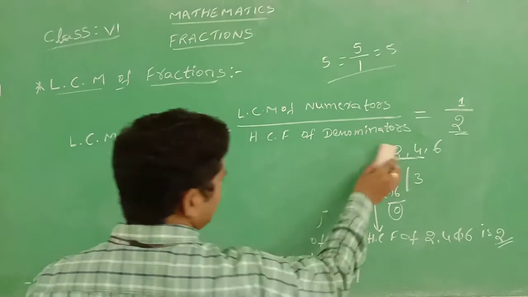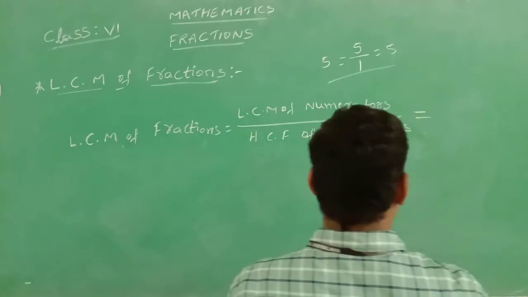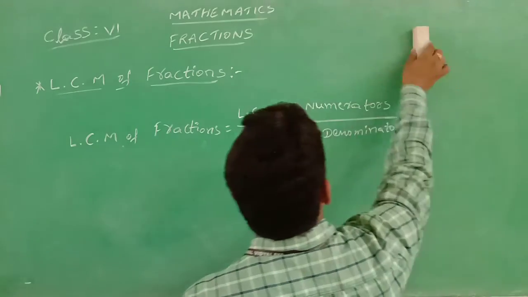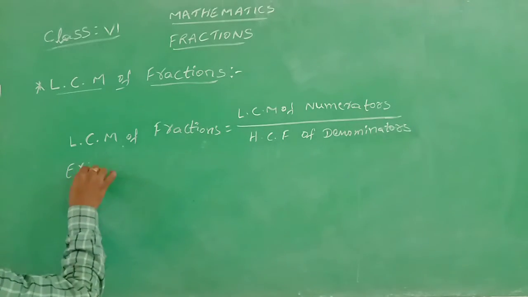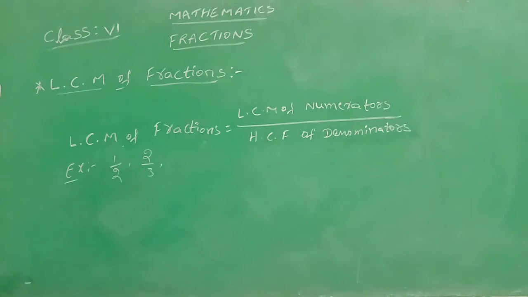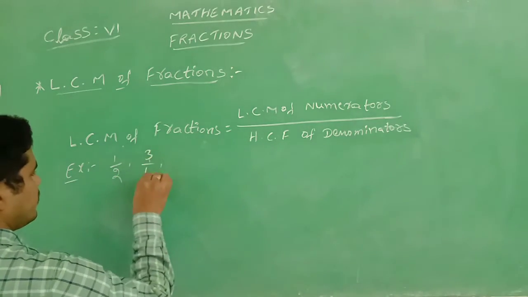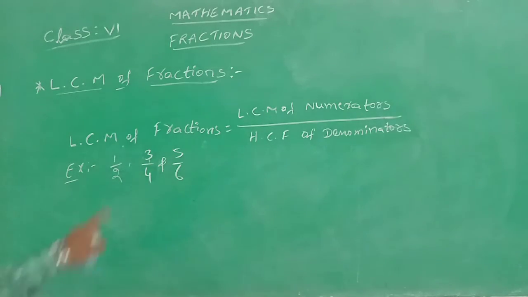Next, one more example we will see. If any number of fractions are given, for all the fractions, n number of fractions, we can find the LCM and HCF by using this method. One more example we are taking: 1 by 2, 3 by 4 and 5 by 6. Now we need to find the LCM of these given fractions.